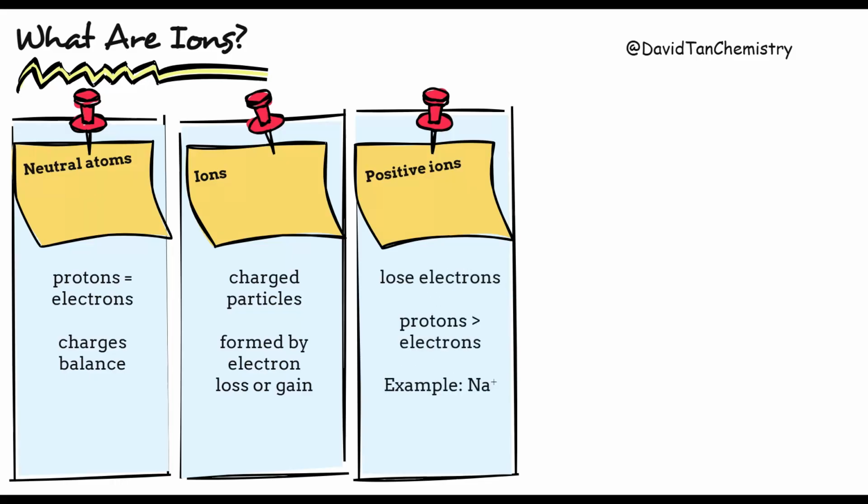A positive ion forms when an atom loses electrons. When electrons are lost, there are now more protons than electrons. Since protons are positive and electrons are negative, the particle becomes positively charged overall. For example, a sodium atom can lose one electron to form Na+. Na+ is a positive ion.